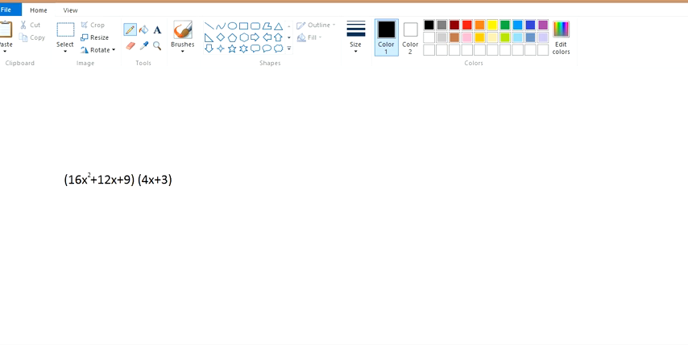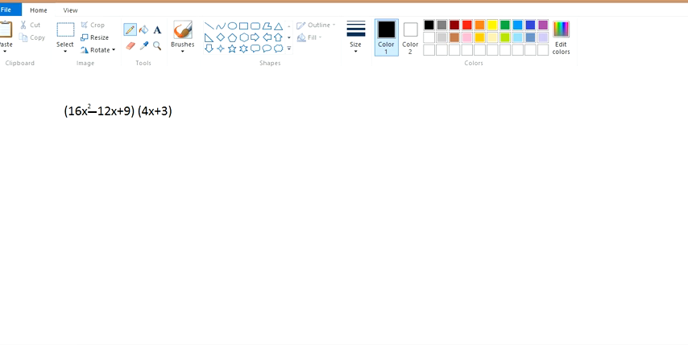Another problem prepared, this one would be important to note. This one, with this form, we would have to learn a new rule. So I shall do this form instead of skipping it. This equation should say (16x squared minus 12x plus 9) times (4x plus 3).